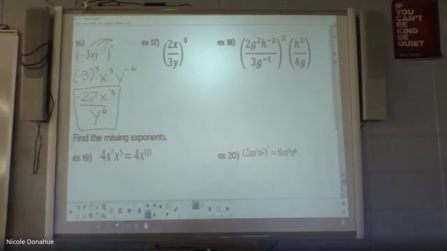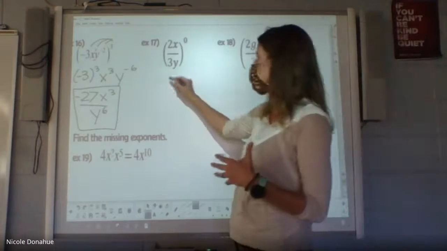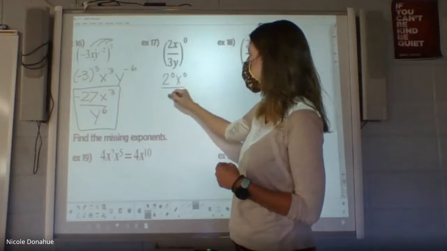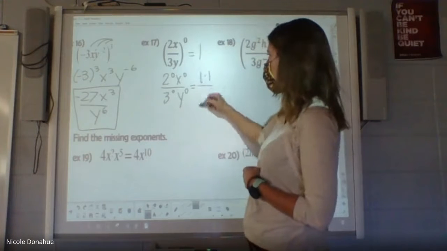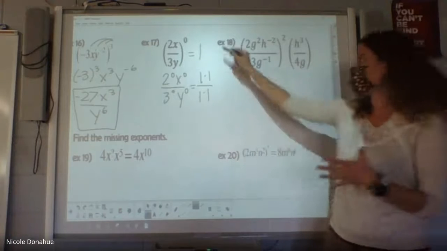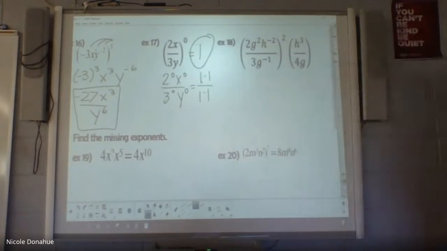Okay, guys. How about number 17? Put the 0 in everywhere. Yep. So it's gonna be 2 over 3. No. 1 over 1, yeah. Everything's getting that 0 power. So if anything's being raised to the 0 power, all of them are being raised to the 0 power. So they're all just going to become 1. It's going to be 1 times 1 over 1 times 1. It's just going to be 1 over 1. So if you were able to just say it was going to equal 1 right away or 1 over 1, that's great.